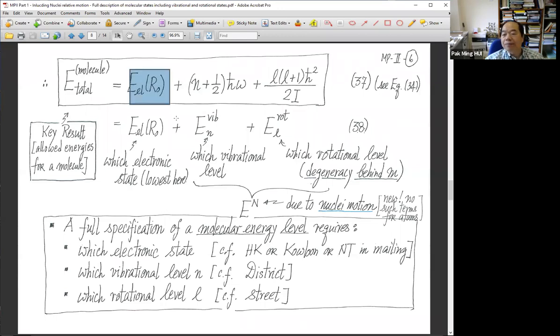Typically, what is this? In particular, what is this? Because that will set h-bar omega, will set the separation between vibrational levels, okay? And then what is h-bar squared divided by 2I? This is the moment of inertia, okay? That will set the typical energy of the rotational levels. All right, so you understand the question?